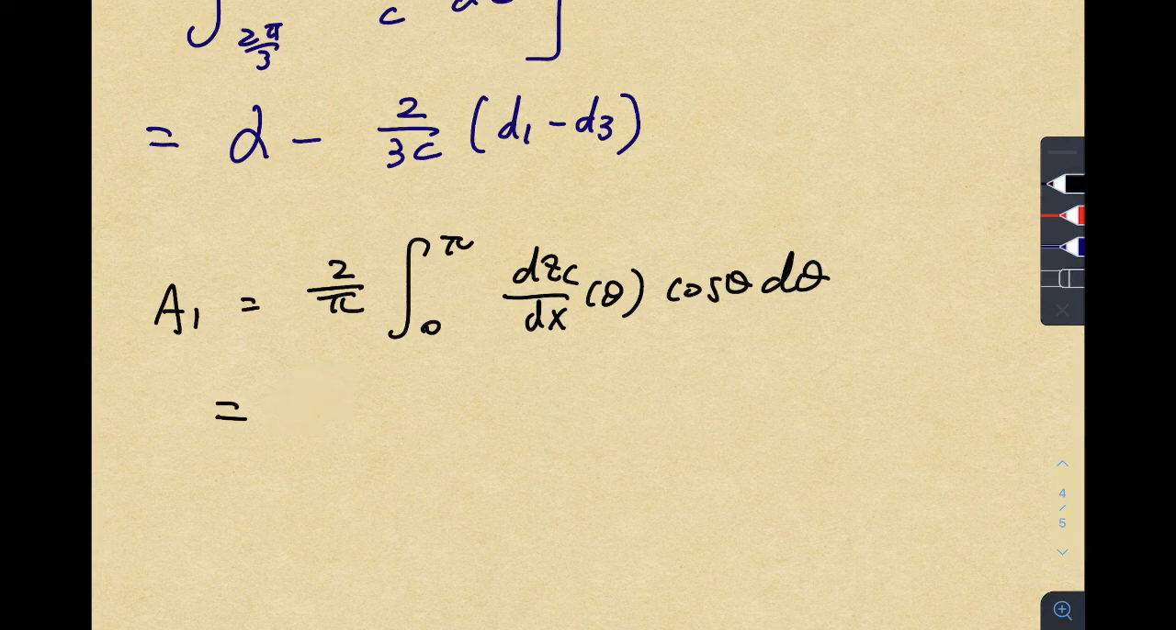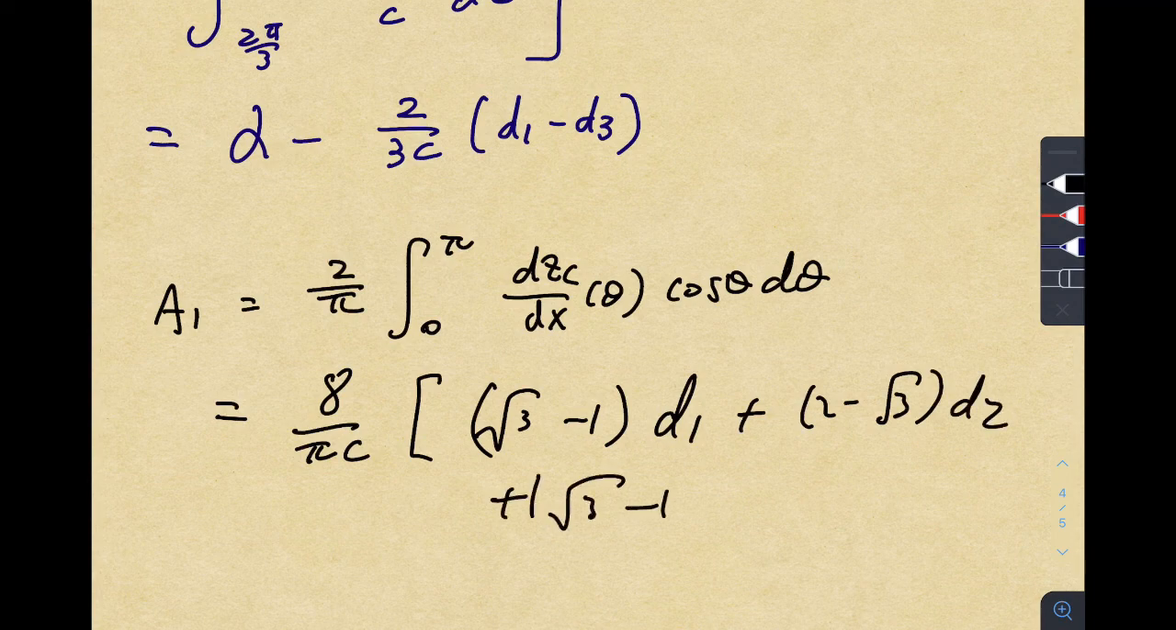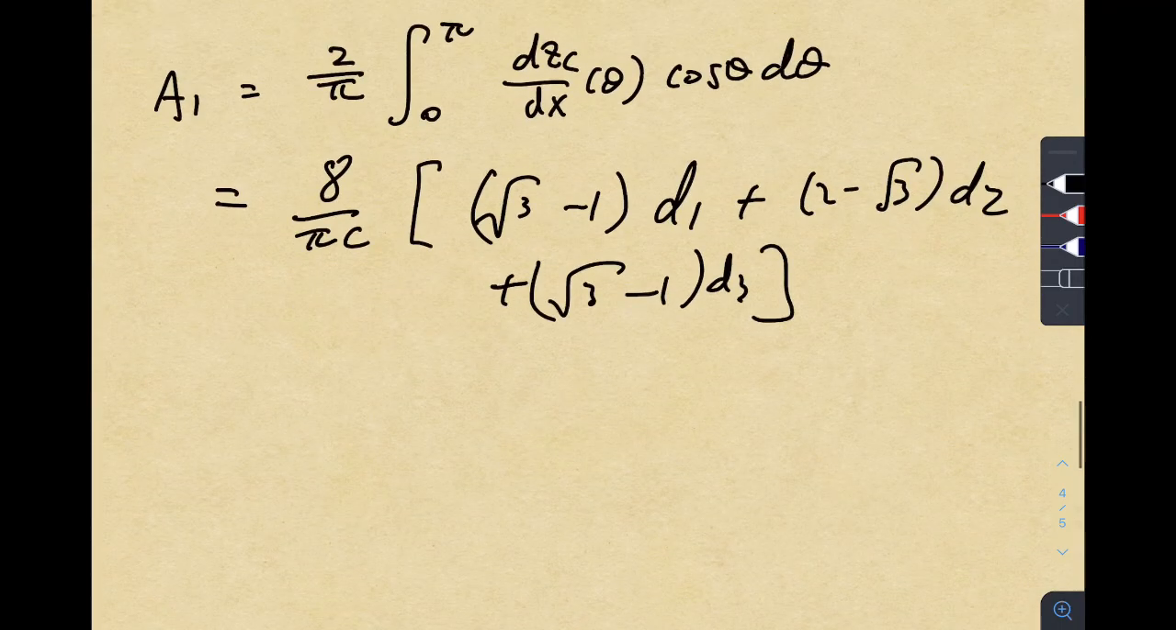2 over π times 4 over c times the, let me just write down the final expression. The final expression is basically 8 over πc, and square root of 3 minus 1 times d1 plus 2 minus square root of 3 times d2 plus square root of 3 minus 1 times d3.